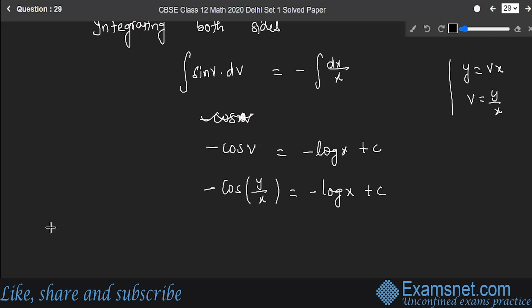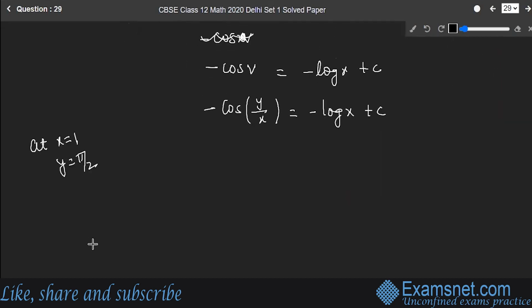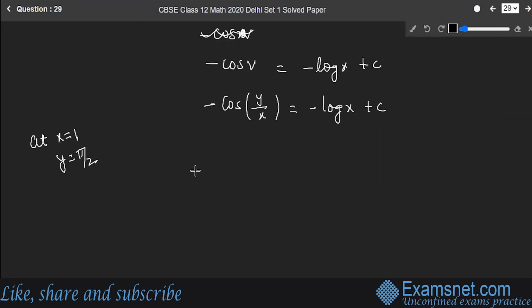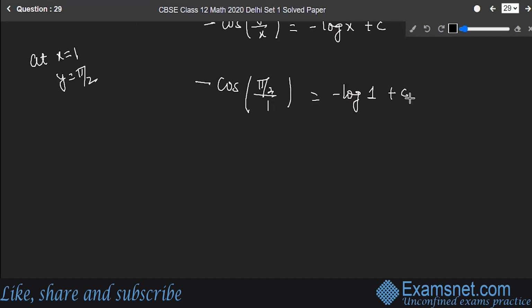Now you're given that at x is equal to 1, y comes out to be pi by 2. We have to get the value of c, that means. So this is minus cos pi by 2 upon 1 is equal to minus log of 1 plus c. Right? This is 0, this is 0. 0 is equal to 0 plus c, which simply means c is equal to 0.